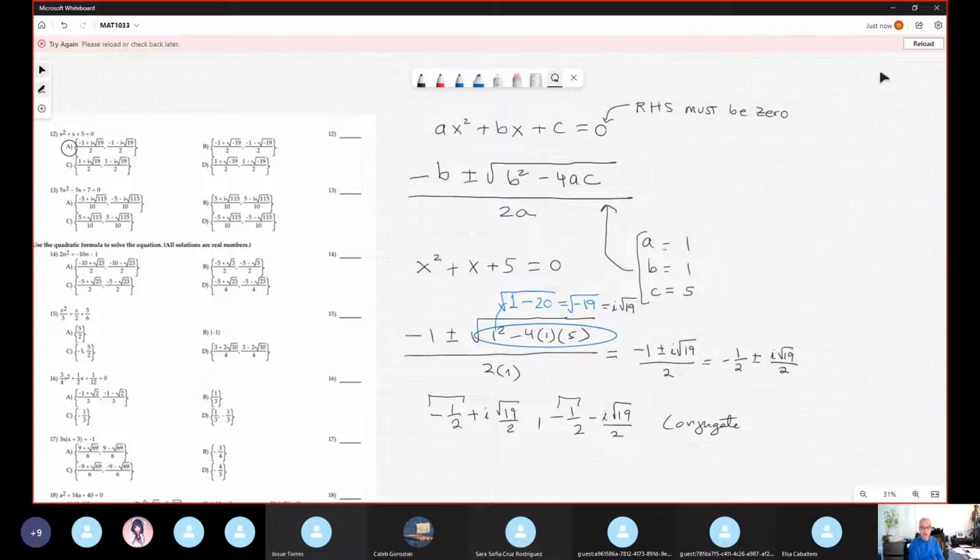We are just doing this practice. Today is the day to practice the quadratic formula.